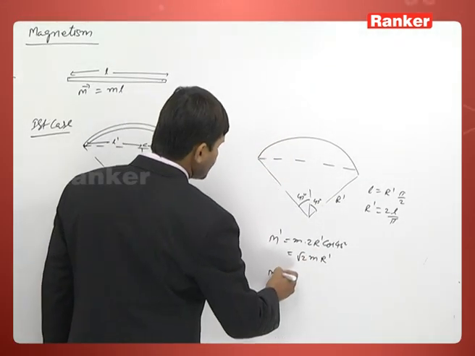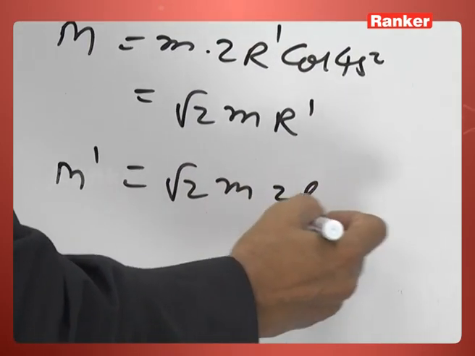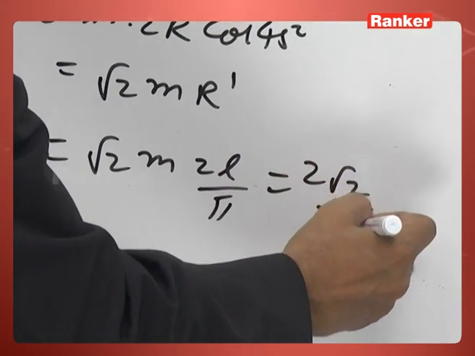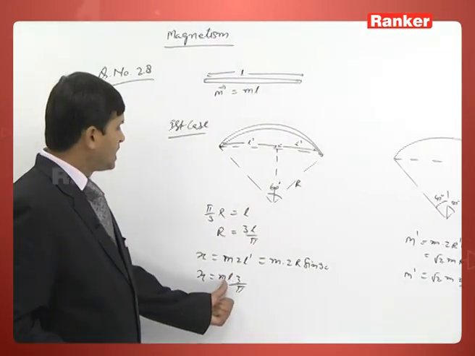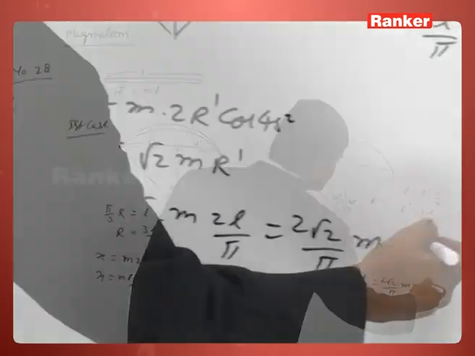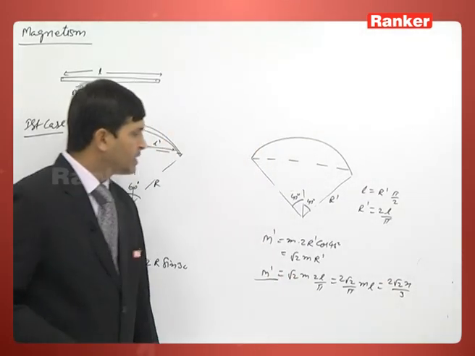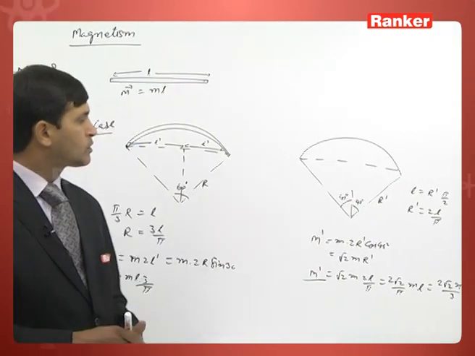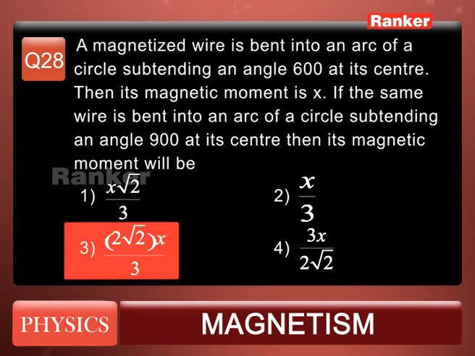We can substitute r dash, 2L by pi, here. So this is 2 root 2 by pi into mL. Now we can substitute the value of mL by pi, which is x by 3. So mL by pi is x by 3, giving 2 root 2 x by 3. The new magnetic moment m dash is written as 2 root 2 x by 3. So option number 3 is the correct option. Hence we can say the third is the correct option.